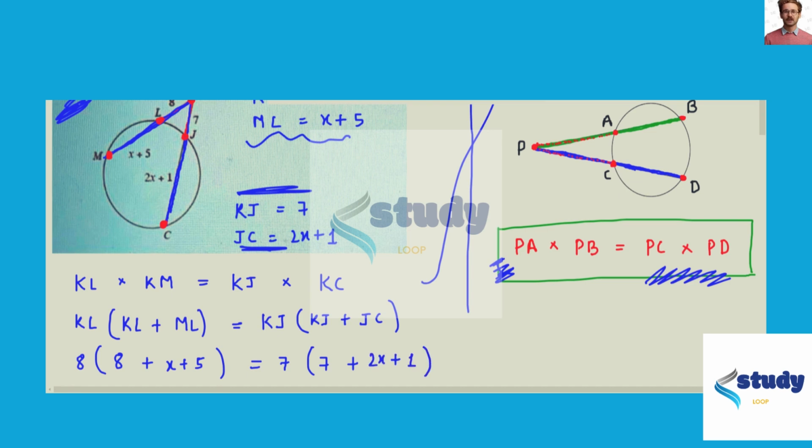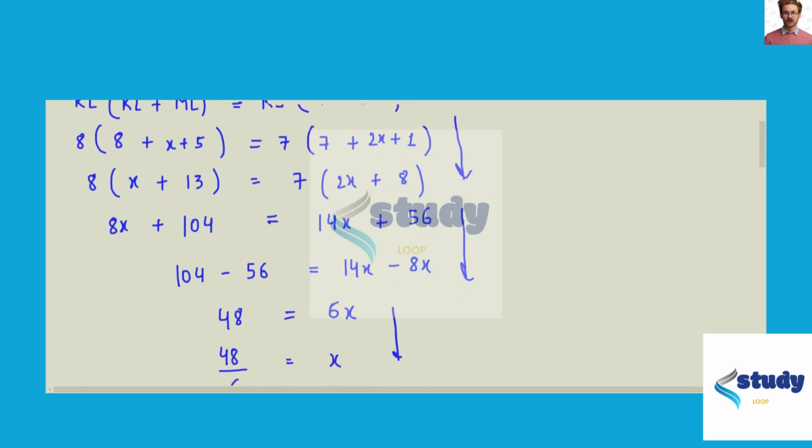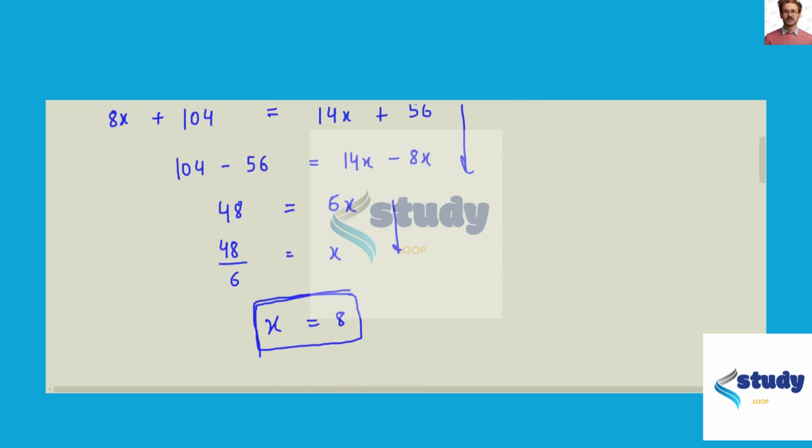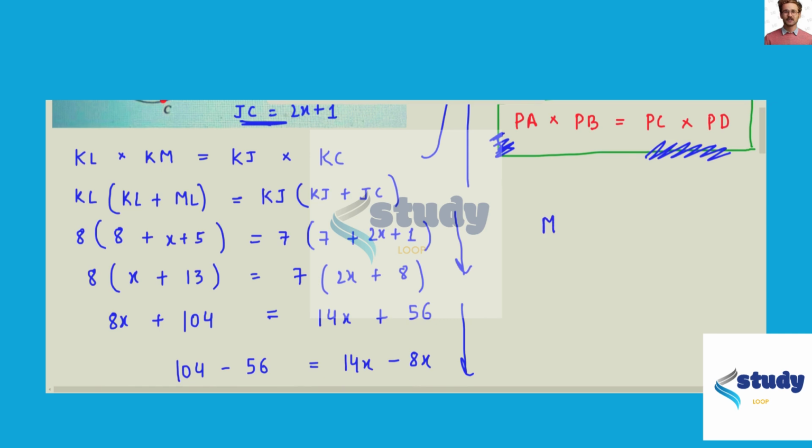Now we need to simplify this equation to find the value of x. Solving this equation in these steps as shown, we get the value of x is equal to 8 units. Now we need to find the measure of line segment MK. We already know that MK can be written as the addition of KL plus ML. So we can write that MK is equal to KL plus ML.